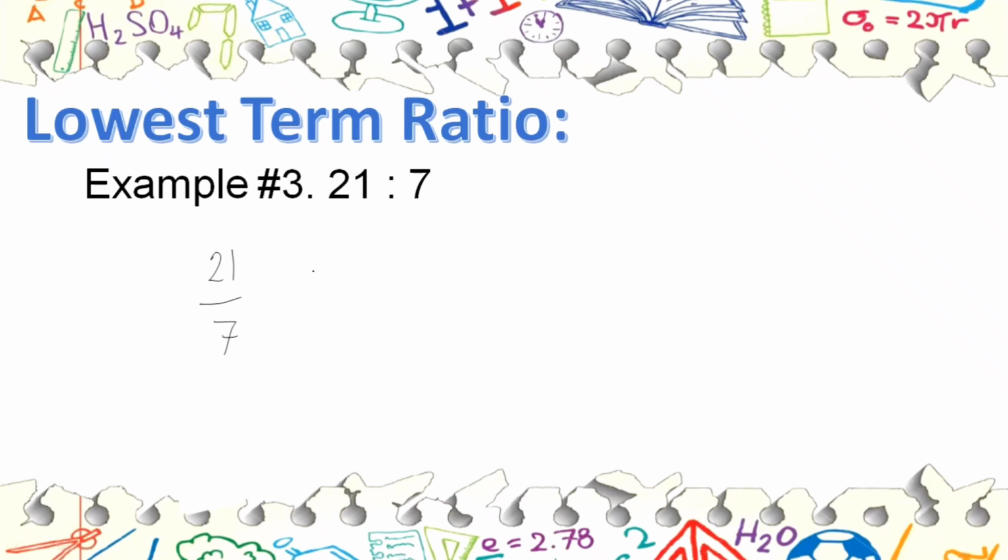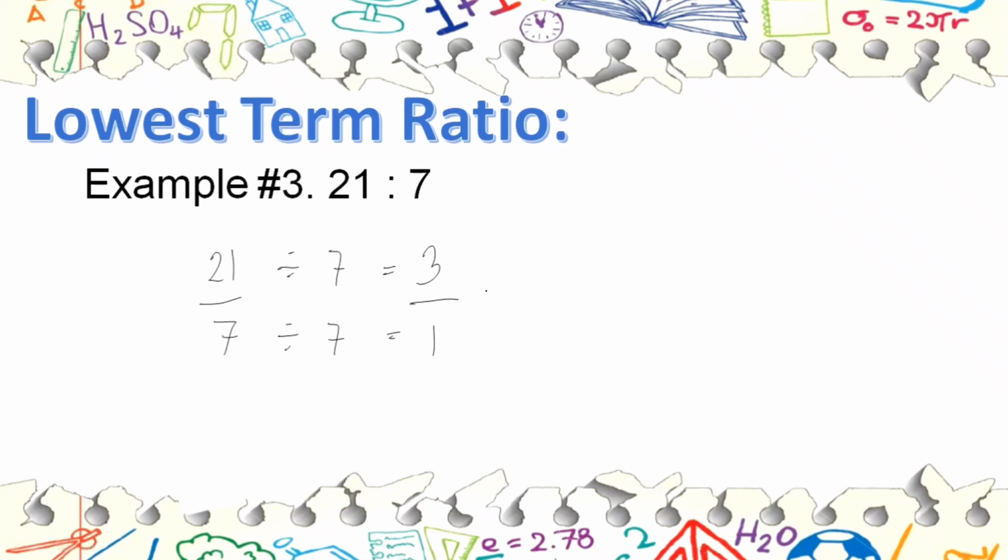Hindi po natin siya ilo-long division, hindi po natin siya gagawing whole number. Gagawin pa rin natin siyang ratio. Kaya po, mag-iisip lang tayo ng pinakamalaking number na both pwedeng i-divide kay 21 at 7. So, that is 7. So, divide lang natin. 21 divided by 7, that is 3. And 7 divided by 7, that is 1. Then, fraction bar. So, ang sagot natin ay 3/1.